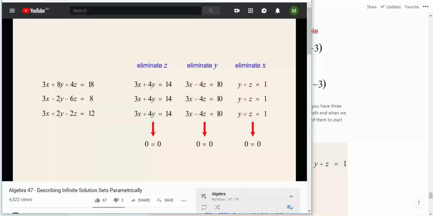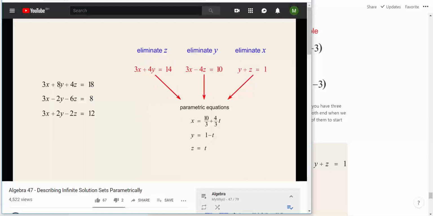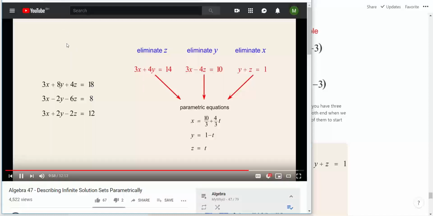But it turns out that even though eliminating different variables produces different equations, as long as we start out by setting z equal to t, the parametric equations will be the same. It is important to remember that there are an infinite number of parametric equations which can describe the same solution set.